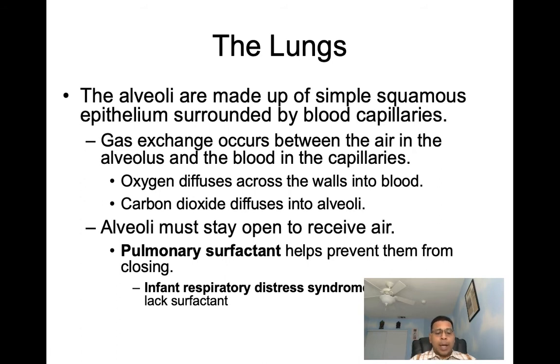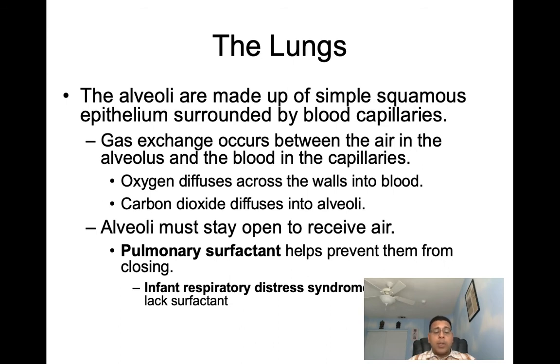With each breath, air is going to pass to the alveoli. The alveoli are made up of simple squamous epithelium that's surrounded by blood capillaries, as we saw earlier. Gas exchange occurs between the air in the alveolus and the blood found in the capillaries.